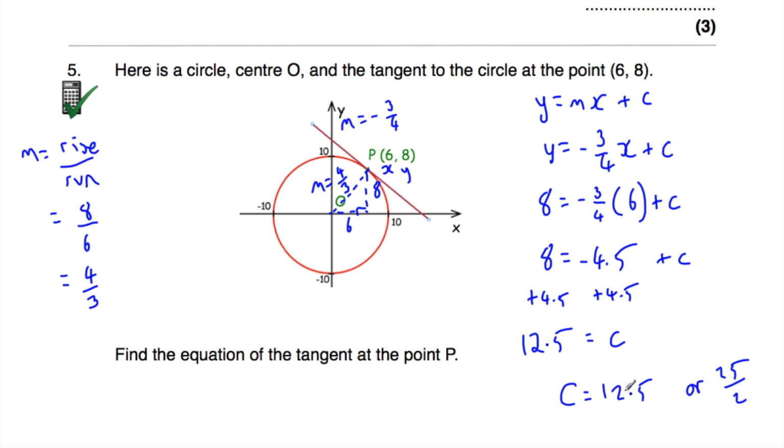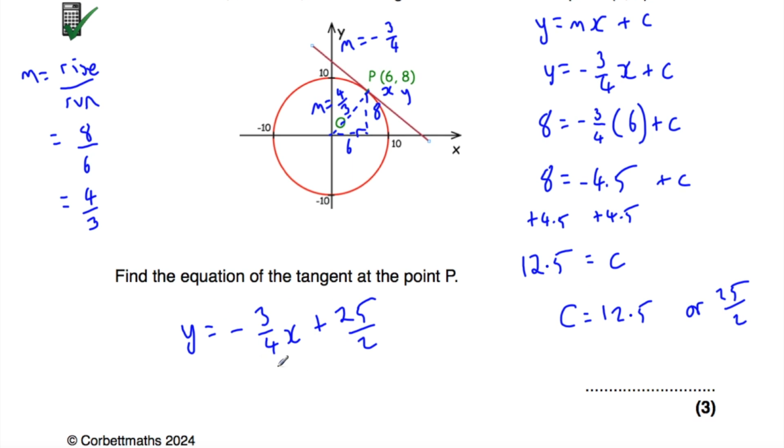Okay, so now we can substitute those into here. So we're going to get the equation of the tangent will be y equals negative 3/4 x, and then plus, I'm going to write every fraction as 25/2, and that's it. So that's the equation of the tangent. You may have written it in another form, y equals minus 0.75x plus 12.5, and that's totally fine as well. So either one of those, and that's it.